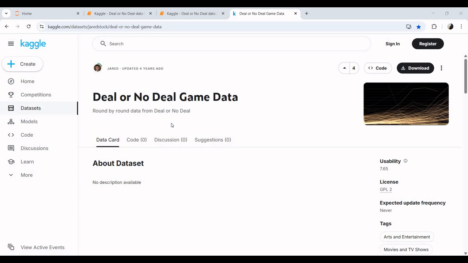Today we'll be looking at the Deal or No Deal game data from Kaggle. I have looked at this in a longer video, but that was quite long. So if anyone is interested in the details, they can look at that. But here I'm just providing a summary of that. The main points of that longer, more detailed video will just be summarized here.